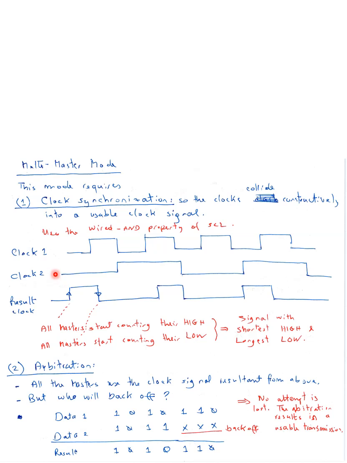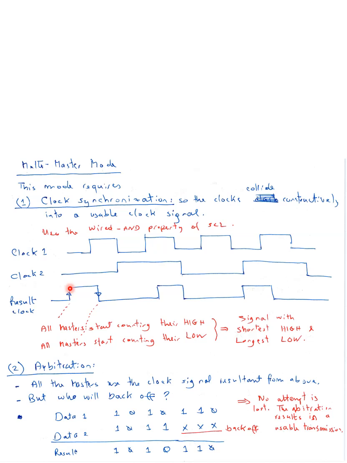So these are the two masters. We have clock 1 and clock 2 belonging to two masters. And if these clocks clash, this is what's gonna occur on the bus. Let's see what happens here. At this point, all the masters are gonna synchronize and start counting their high duration. Master 1 is gonna put this high duration. Master 2 is gonna put this high duration. And they're both gonna be synchronized at this point.